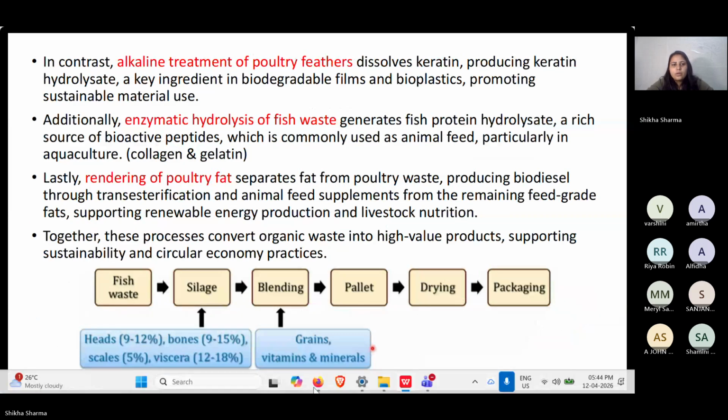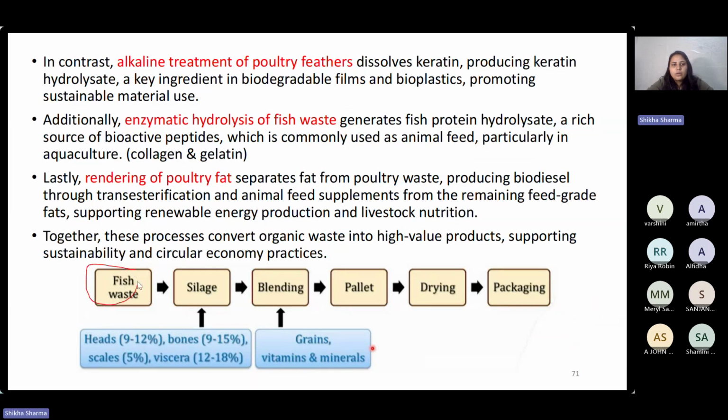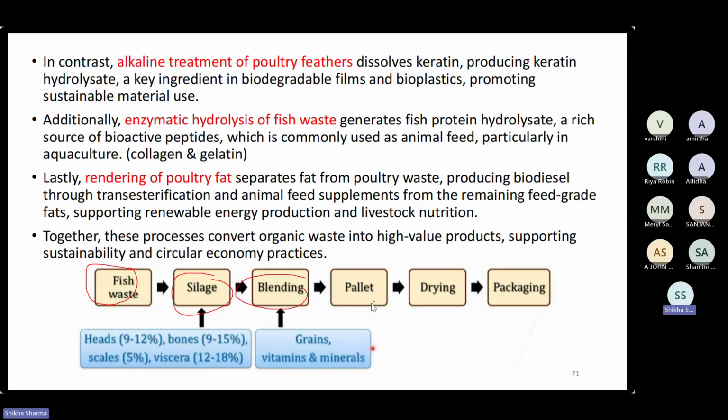This is the fish waste. From the fish waste, if we do the acid hydrolysis or the enzymatic hydrolysis, we can get the silage. Silage basically has heads around 9 to 12%, bones 9 to 15%, scales 5%, and viscera 12 to 18%. After that, blending is done with the grains, vitamins, and minerals, and pellets can be formed, dried, and packaged.